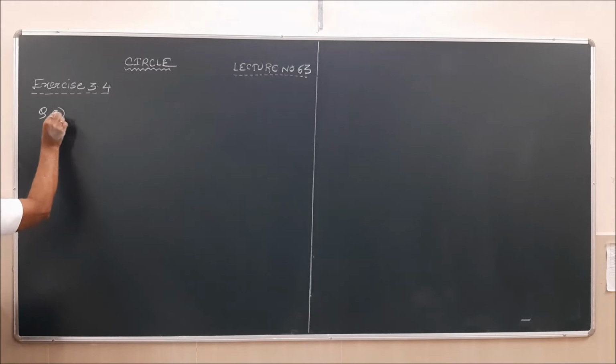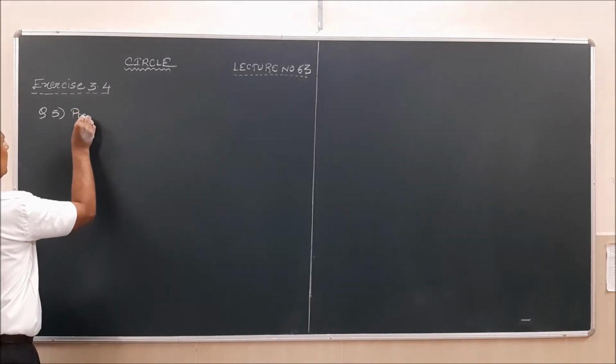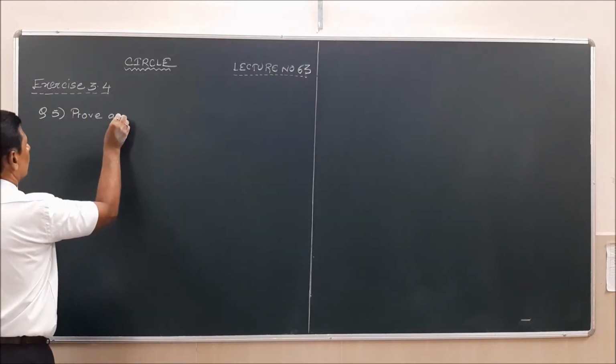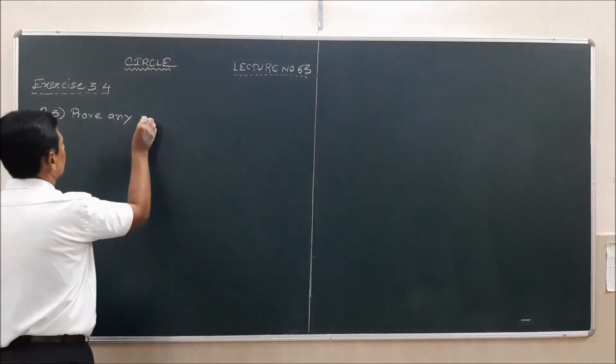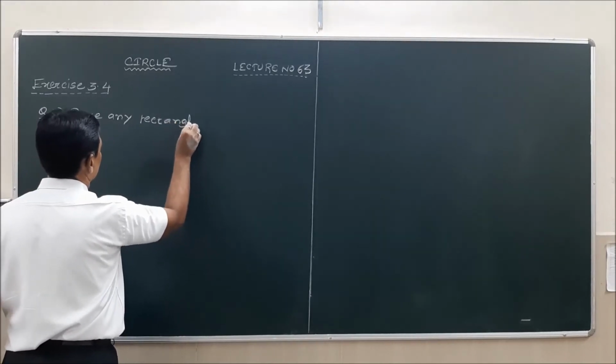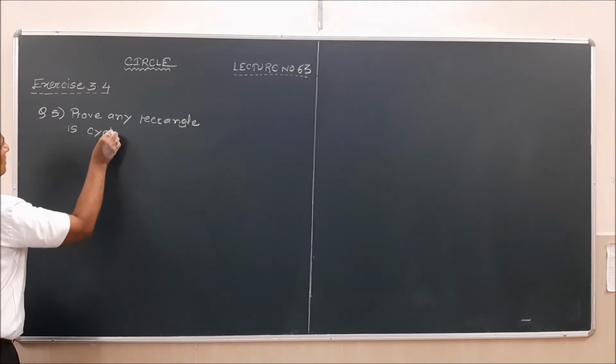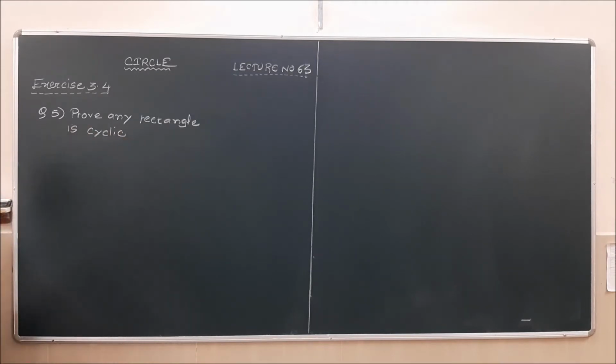Question number 5. Prove that any rectangle is a cyclic quadrilateral. Prove that any rectangle is a cyclic quadrilateral.